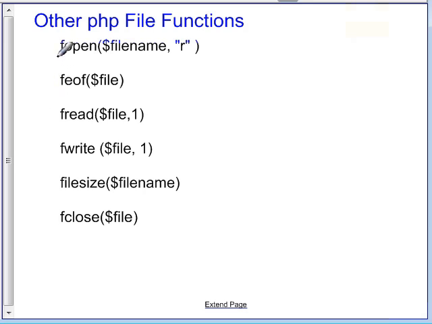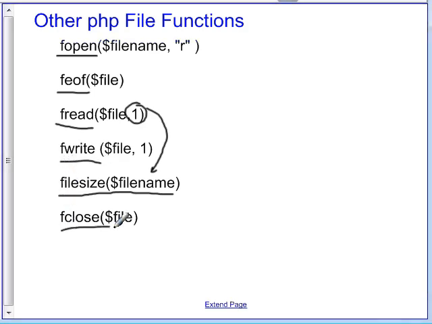Some of the major functions: we've got fopen, which opens the file, ready to either read or write. We've got end of file, which checks to see if you've read the end of file character. That's going to be true or false. Fread reads how many characters, and you can replace that one with whatever number you like, including later on you can replace that with the filesize function, which will actually return the size of the file, and thus you can read the whole file in one go. You can fwrite, and lastly you can close the file.